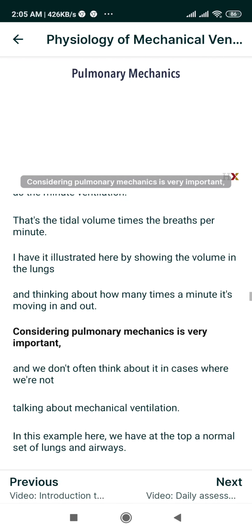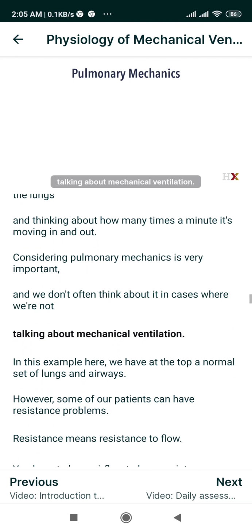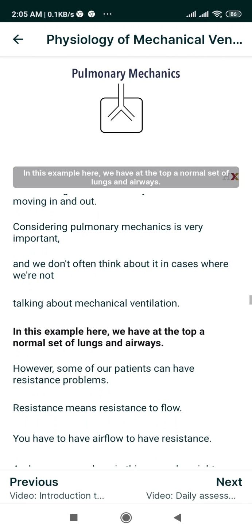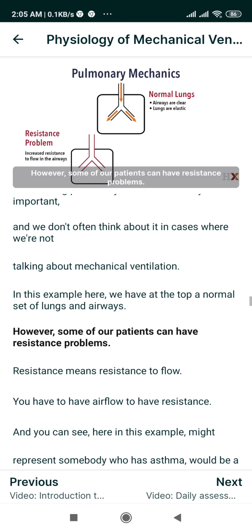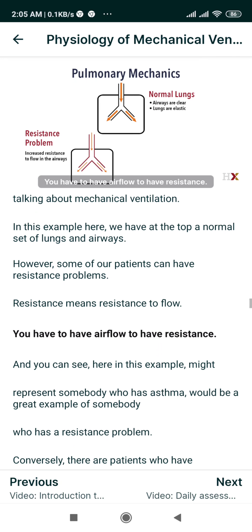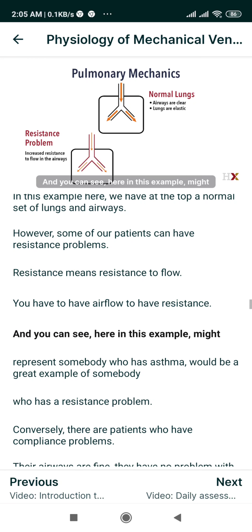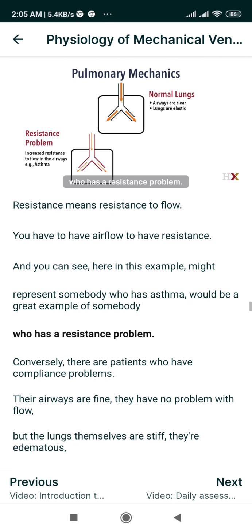Considering pulmonary mechanics is very important, and we don't often think about it in cases where we're not talking about mechanical ventilation. In this example here, we have at the top a normal set of lungs and airways. However, some of our patients can have resistance problems. Resistance means resistance to flow. You have to have airflow to have resistance. And you can see here in this example, it might represent somebody who has asthma, would be a great example of somebody who has a resistance problem.